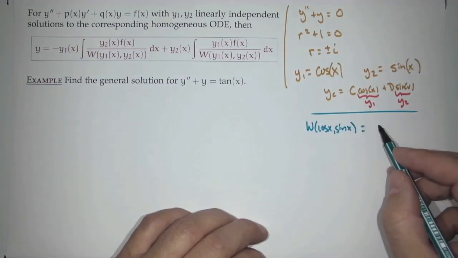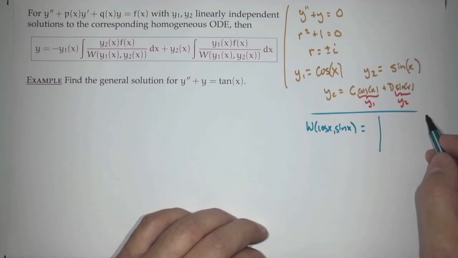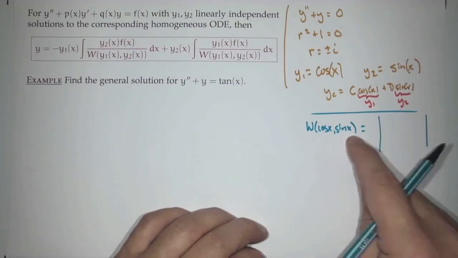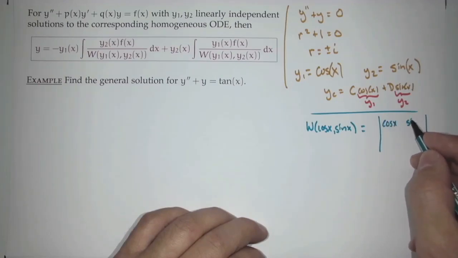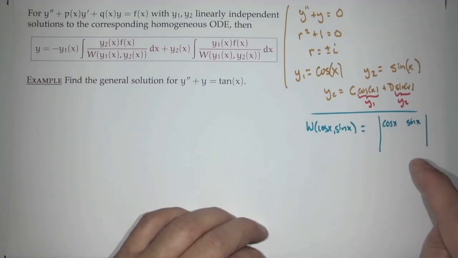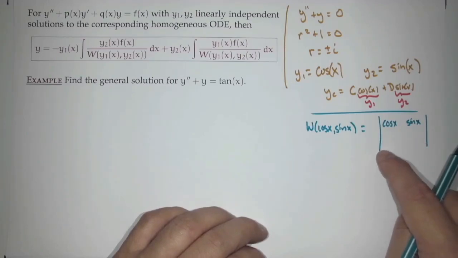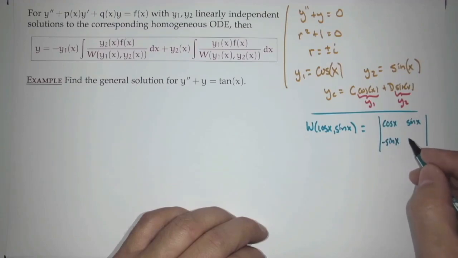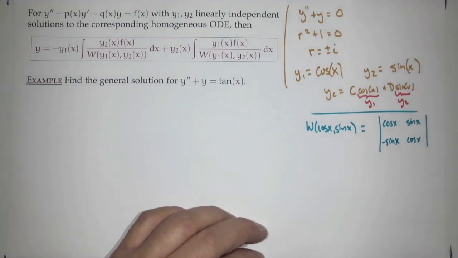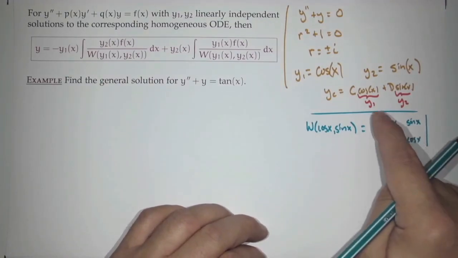Okay. So this is going to be a 2 by 2 determinant because there's two functions, so 2 by 2. In the first row, you put the functions themselves, cosine, sine. What's in the second row? Minus sine of x, cosine x. Where are these coming from? Derivatives. Good.